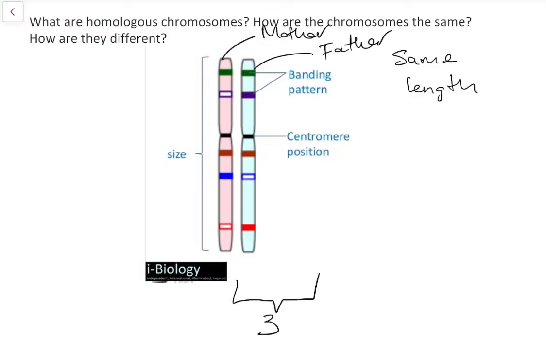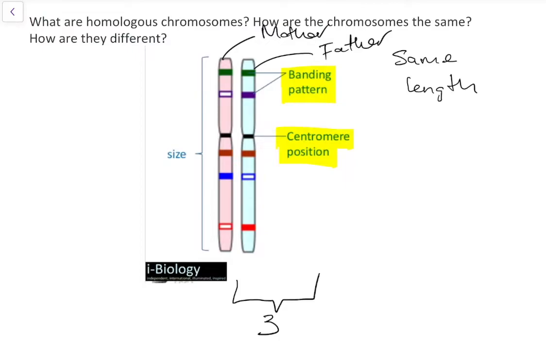Now we can see that they share a lot of things, and they share the same length, they're the same size, we could say. They have the same banding pattern. So if we stain them, they will have the same banding pattern. They will have the same centromere position, because they are the same chromosome with the same genes at exactly the same point. So what is different about them?